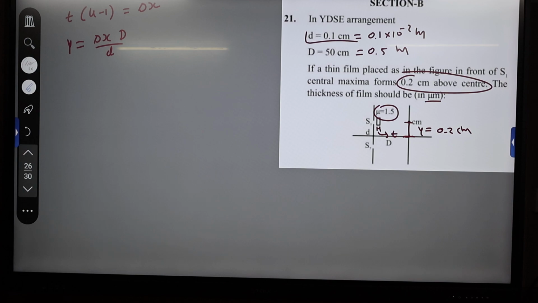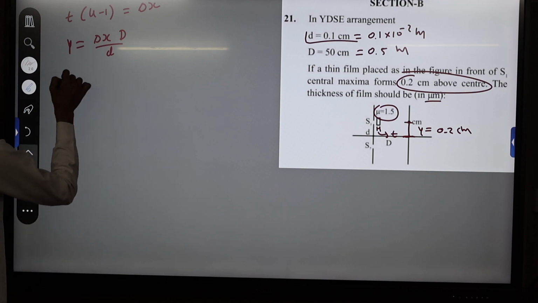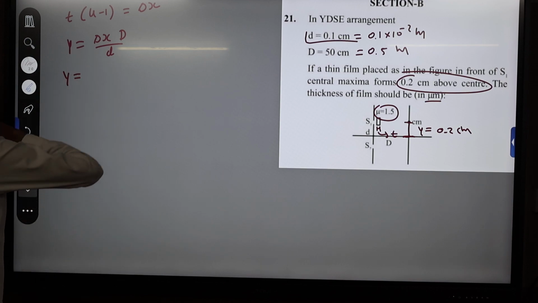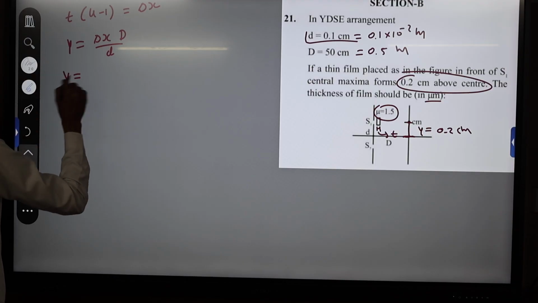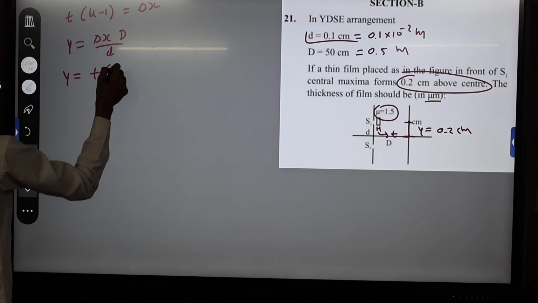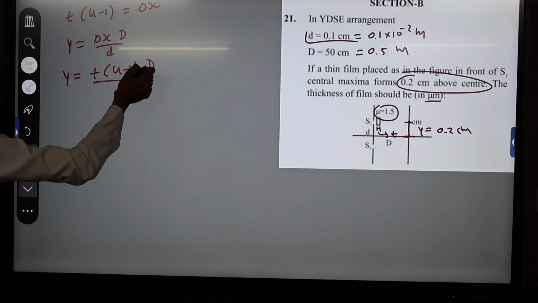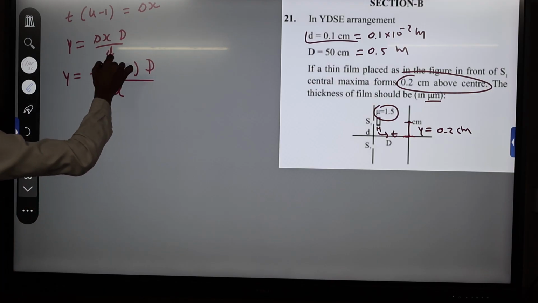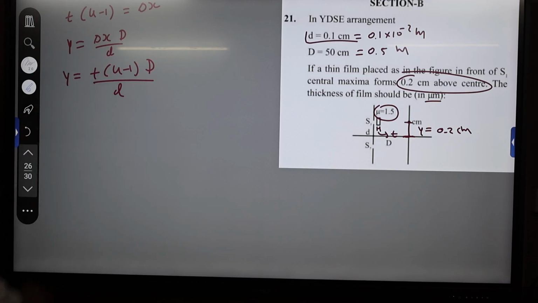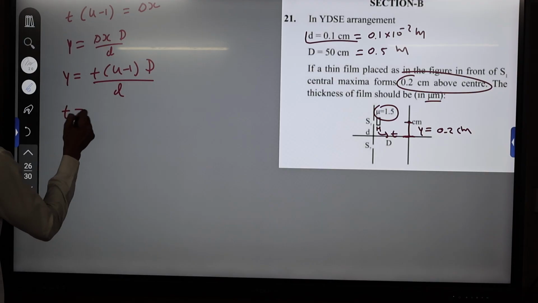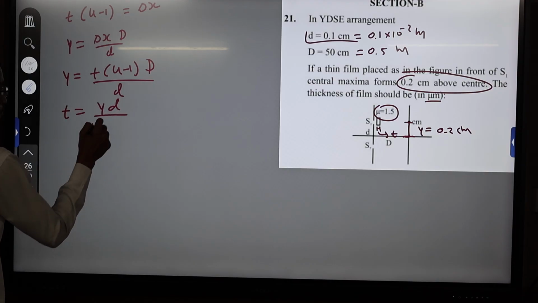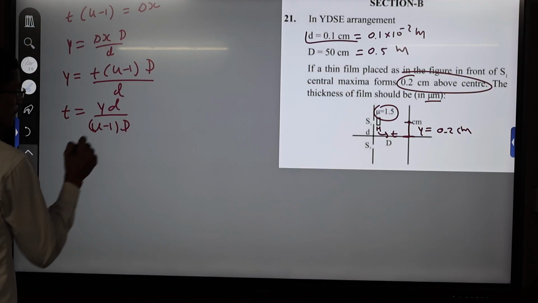So put the value of delta x in this equation. We will have y as T into (mu minus 1) into D by d. We have all the data: capital D, small d, mu and y. So we only have to calculate T, where T is the thickness. So T is equal to y into small d upon (mu minus 1) into capital D.